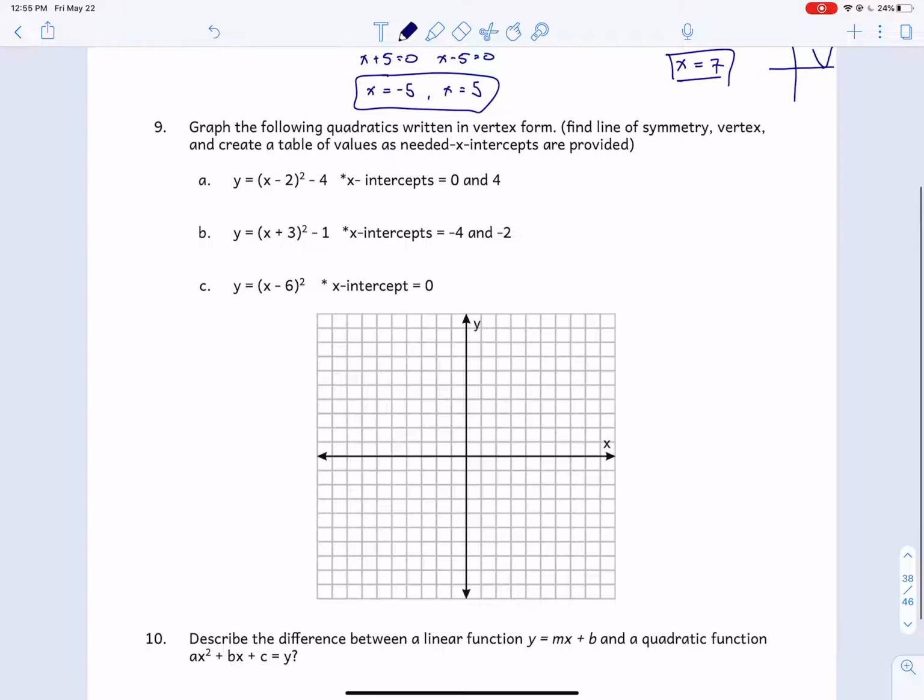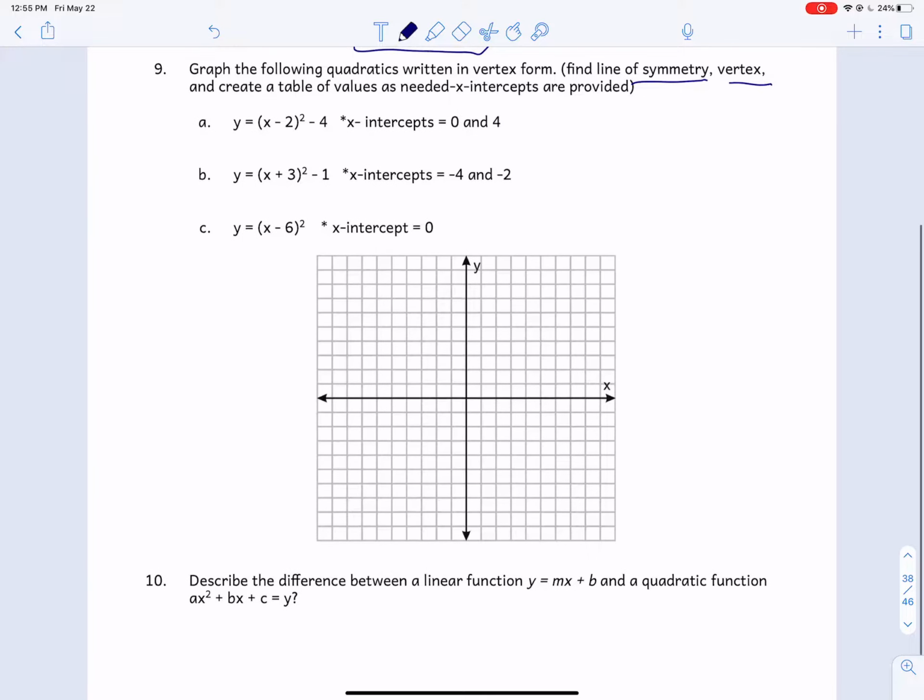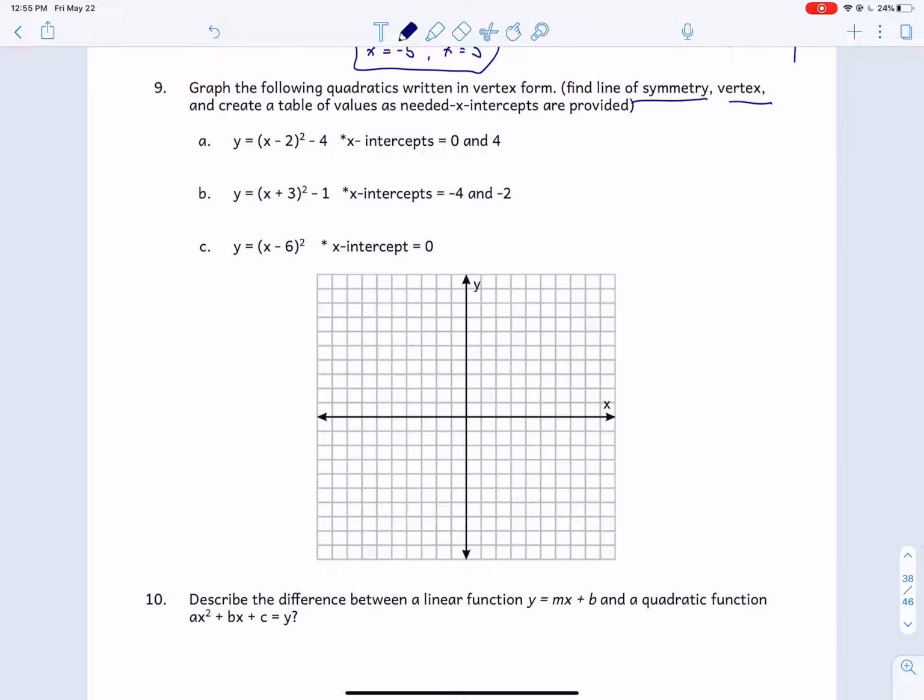Okay, the next part, we need to graph these, find the line of symmetry, the vertex, and make a table as needed. Again, this is just practice graphing. Really, I shouldn't have to show you, but let's just do one just for fun. So let's do A. All right, so they actually give us the x-intercepts, so that's nice. I'm going to do this one in blue. So let's graph those 2 points. So we have 0 and 4.